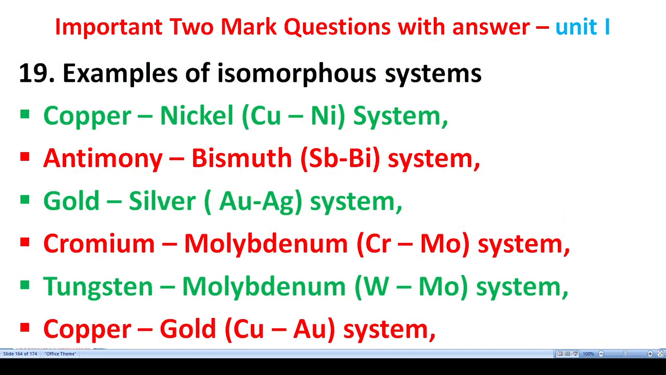Next, examples of isomorphous systems. What is meant by isomorphous? Mixing two materials that are completely soluble in both liquid and solid state is called isomorphous.